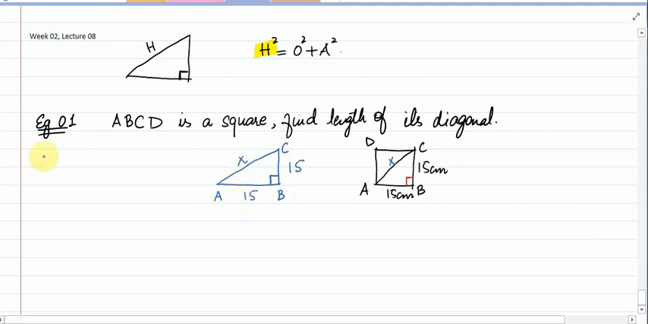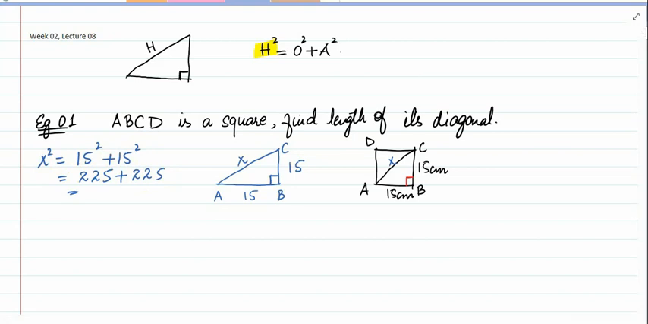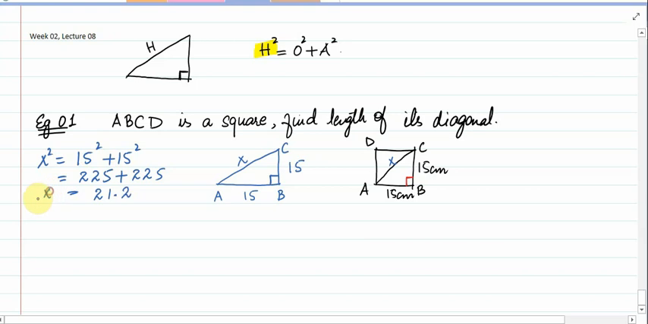Now if we apply Pythagoras here, it will be x square equals 15 square plus 15 square. 15 square is 225, plus 225, so it will be 450, and the root of 450 is 21.2. So that is the length of our diagonal. Now moving on to another example.